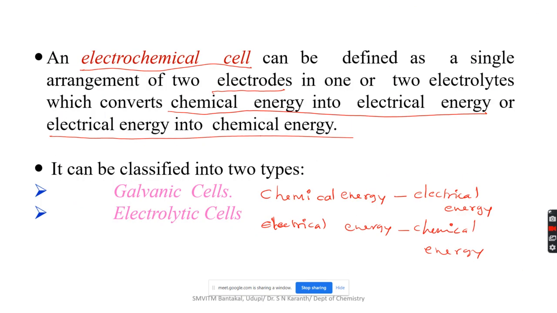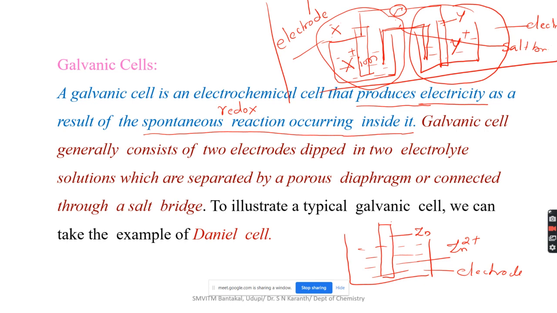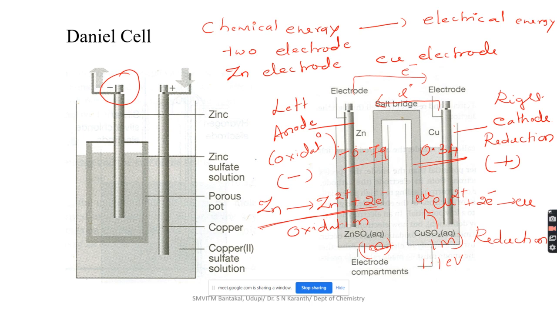What is an electrochemical cell? It is just a single arrangement of two electrodes in one or two electrolytes, which converts chemical energy into electrical energy or electrical energy into chemical energy. There are two types: the galvanic cell and the electrolytic cell. The galvanic cell converts chemical energy into electrical energy and consists of two electrodes dipped in two electrolyte solutions, which are separated by a porous diaphragm or connected through a salt bridge. A good example is the Daniell cell.